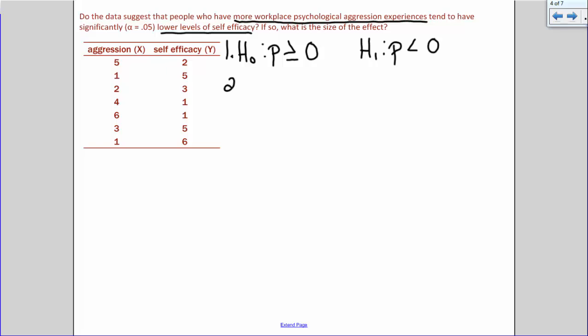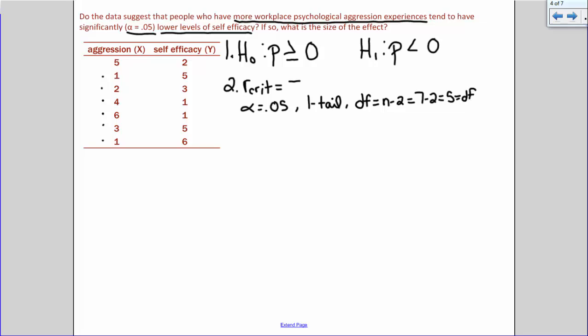Step 2, finding R crit, when you have a situation where the alpha level is 0.05. That's right here. Let's see, one-tailed test. And I'm just going to go ahead and write a negative right here, right now, so I don't forget it, because I know I'm expecting a negative relationship. And my degrees of freedom, n minus 2, is equal to, let's see, 1, 2, 3, 4, 5, 6, 7. Minus 2 is 5.